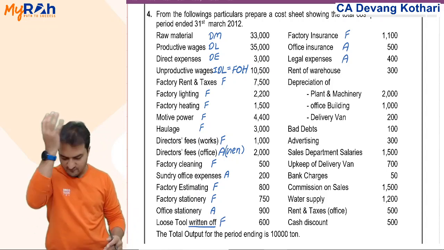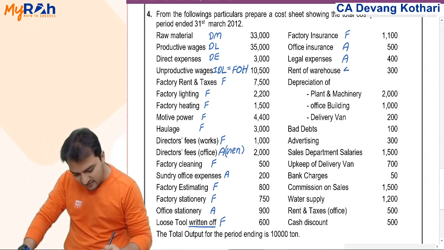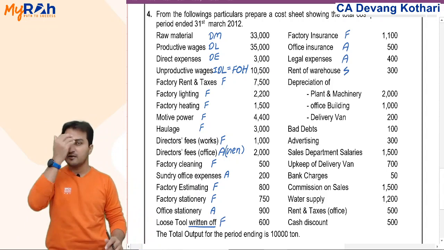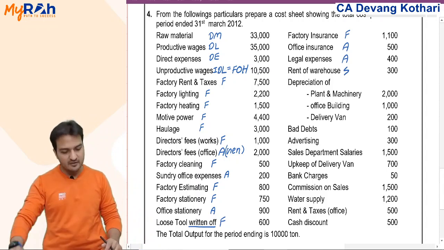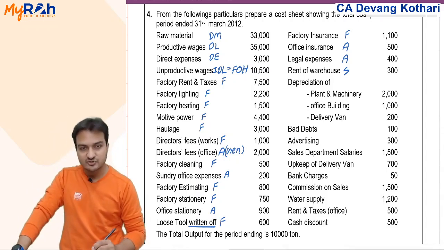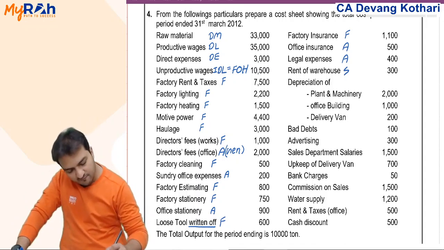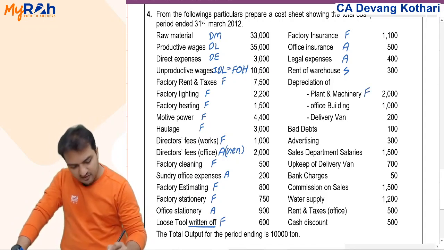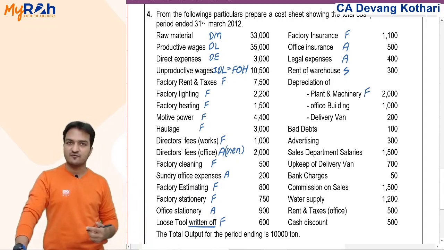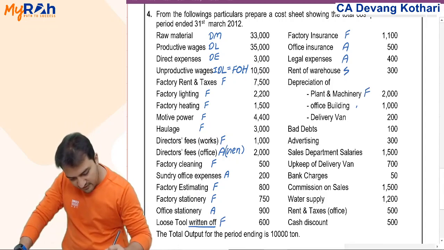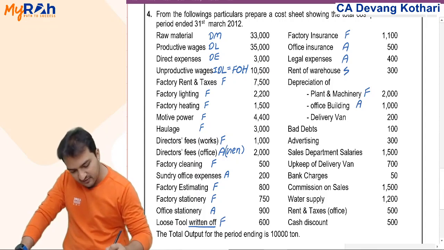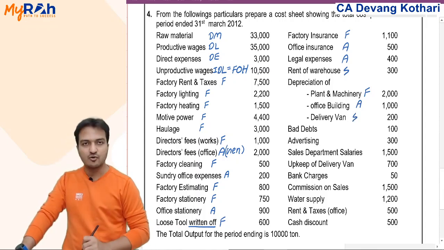Yes, so warehouse is the place where sold goods are stored. Hence, rent of warehouse will fall under selling and distribution overheads. It is basically a distribution cost. Yeah, so warehouse goes under selling and distribution overheads. Depreciation of plant machinery becomes factory overheads, because plant machinery are used in the factory. Depreciation of office building goes admin overheads, and delivery van goes under selling overheads.